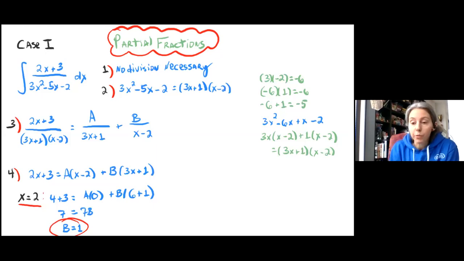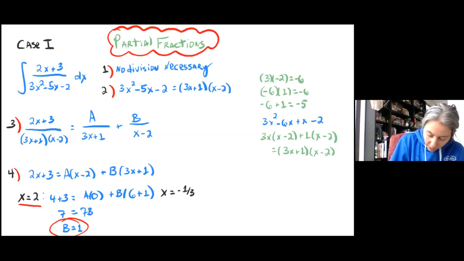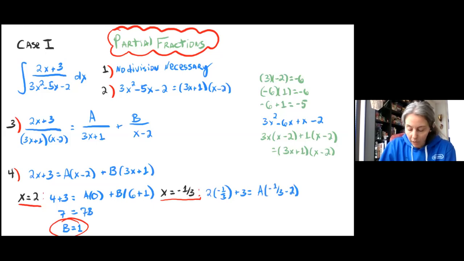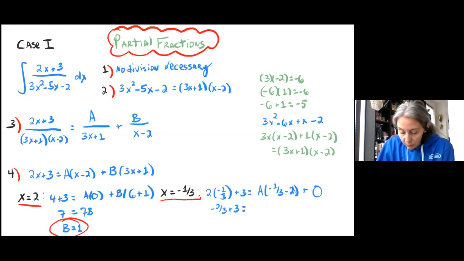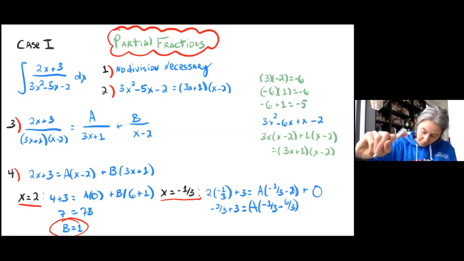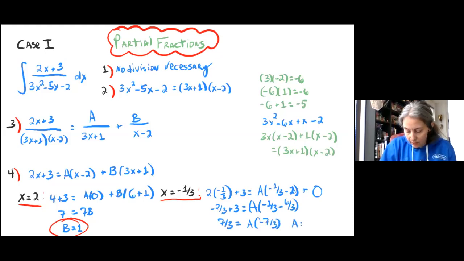Now the next zero comes from 3x plus 1. So where does 3x plus 1 equal 0? It's going to equal 0 when x is equal to negative 1/3. So that's going to be the next value that we want to plug in here. So x is equal to negative 1/3. We have 2 times negative 1/3 plus 3 is equal to A times negative 1/3 minus 2 plus, well, 0. It's going to make the B disappear. So I end up with negative 2/3 plus 3 is equal to A times negative 1/3 minus 2. That gives me negative 1/3 minus, we'll make a common denominator here, so minus 6/3. So we get 7/3 is equal to A times negative 7/3, which gives me that A is equal to -1.